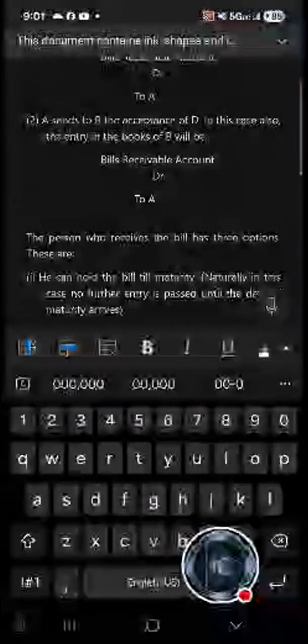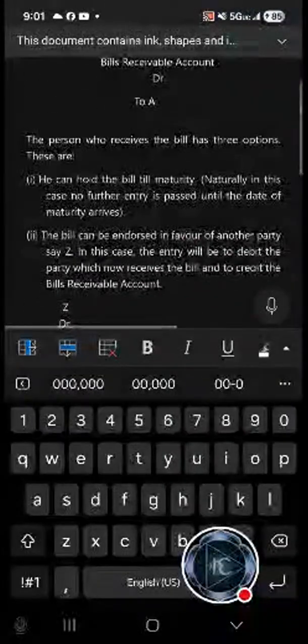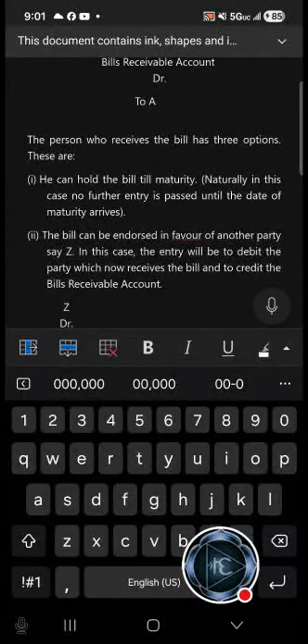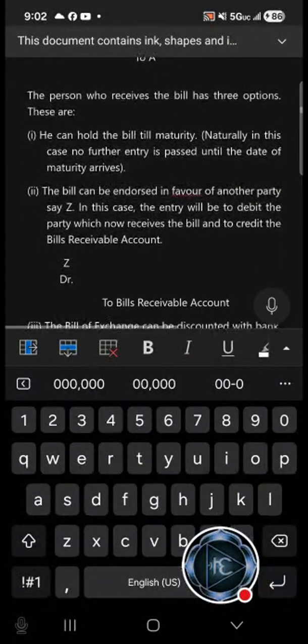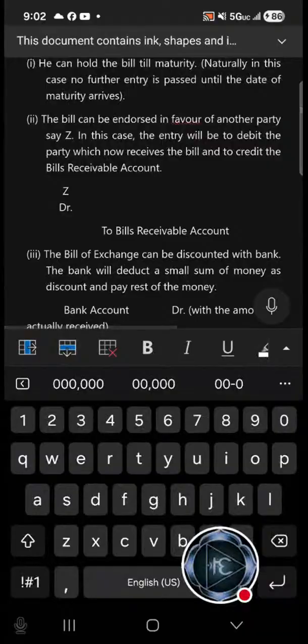The person who received the bill has three options. These are: he can hold the bill till maturity. Naturally, in this case, no further entry is passed until the date of maturity arrives. The bill can be endorsed in favor of another party, say Z. In this case, the entry will be to debit the party which now receives the bill and to credit the bills receivable account.